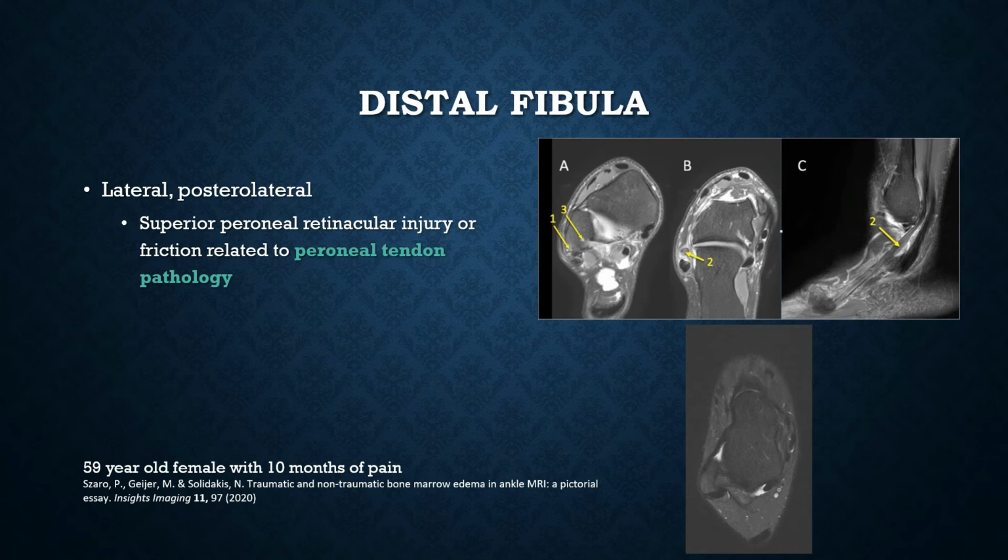And I have an image below here, again just demonstrating a more normal example of the peroneus longus and brevis tendons posterior to the distal fibula, with no associated bone marrow edema. The upper images here were a 59-year-old female with a history of 10 months of pain.